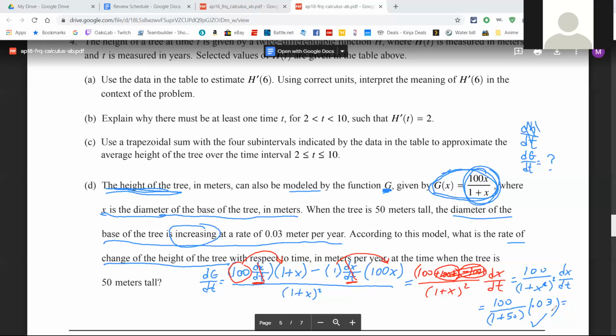When I looked at it, that was worth 3 points. 2 points for getting this right, and then 1 point for getting this right, the final answer.